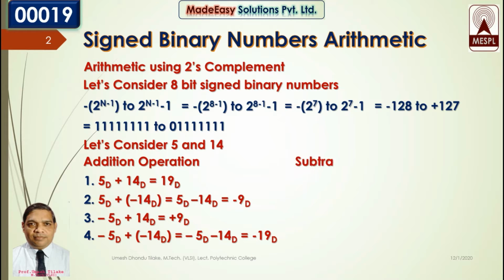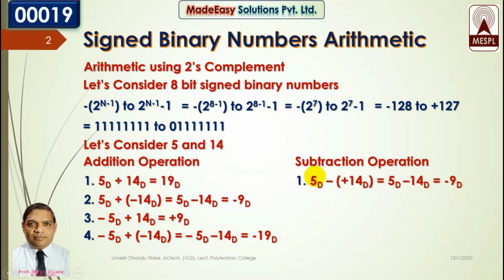Now let us consider the subtraction operation on these two numbers. Again we have four cases: 5 and 14 both are positive, 5 and 14 both are negative, 5 is negative and 14 is positive, as well as 14 is negative and 5 is positive. So let us consider the first case, that 5 and 14 both are positive. So we can subtract them as 5 minus plus 14 is equal to 5 minus 14 is equal to minus 9.